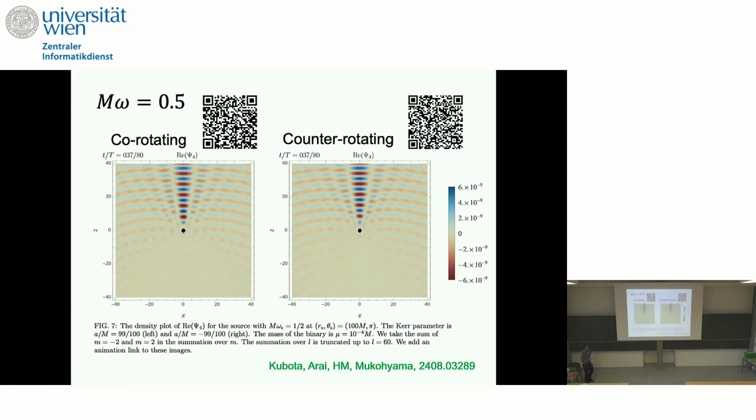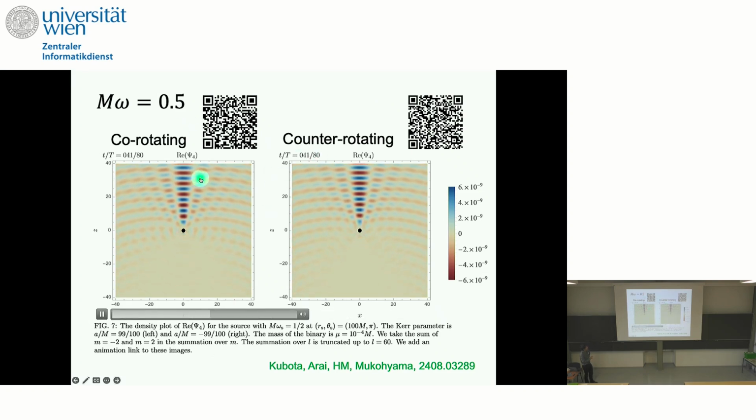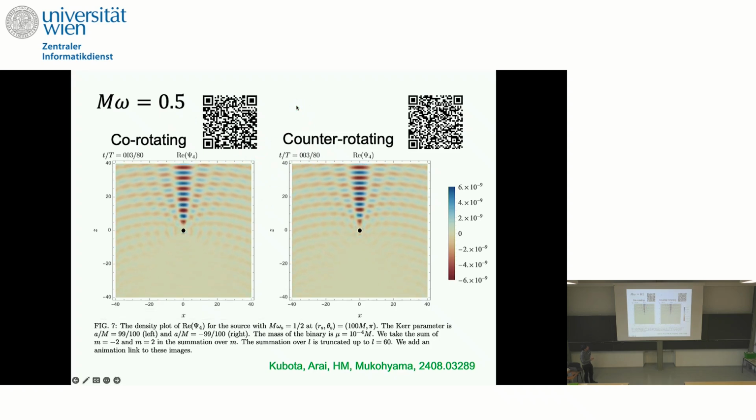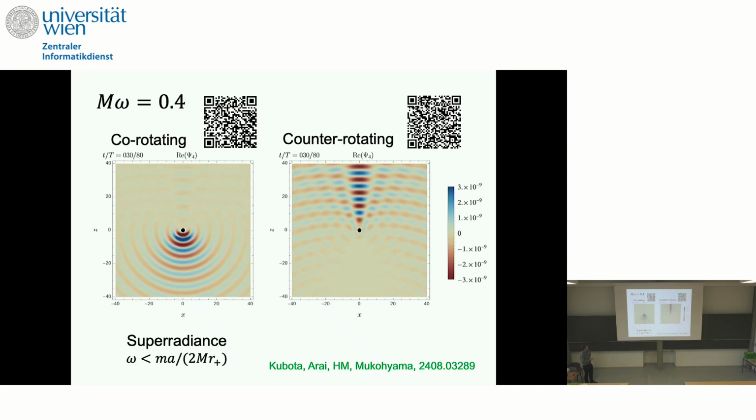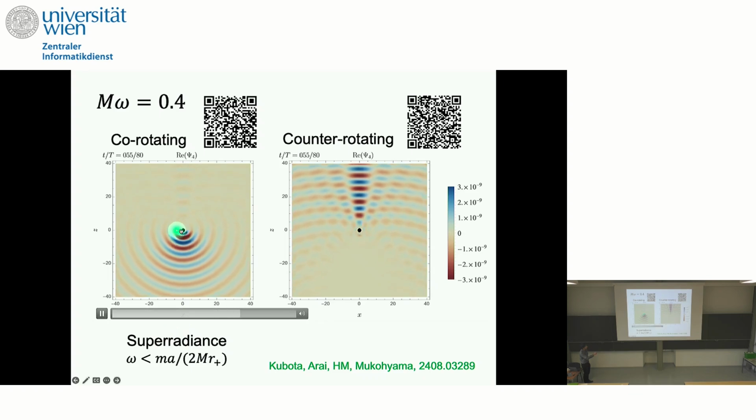And this is the result, the co-rotating case and the counter-rotating case. It's hard to see the difference in this case. This is a frequency of 0.5. At 0.4, the left panel exhibits superradiance clearly, but the right panel does not satisfy this condition, so superradiance does not occur. In the left panel, superradiance causes this back scattering. The source is in this direction, and this is the lens black hole.